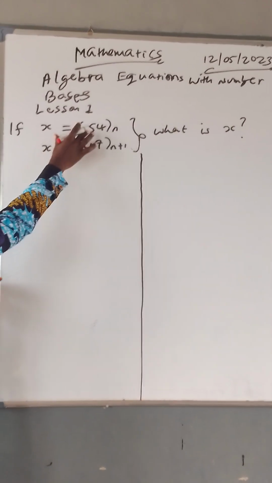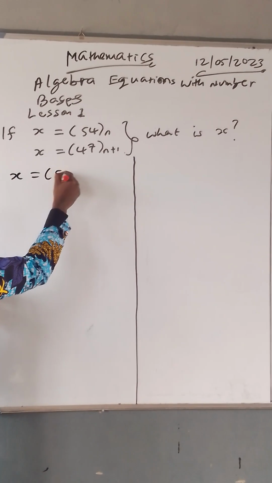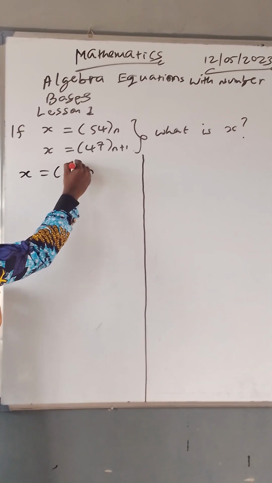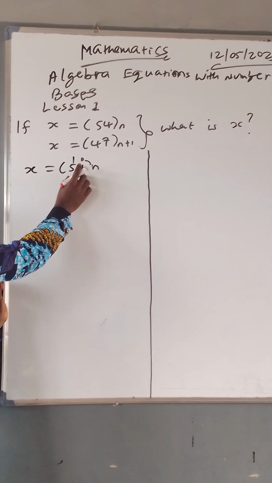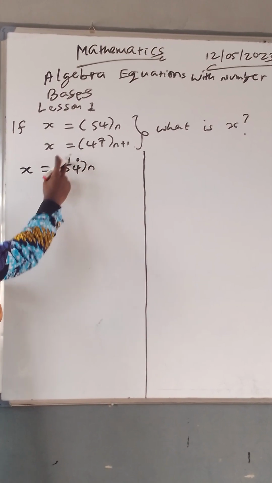Now, let's start with the first equation. x is equal to (54) base n. Let's number the digits from 0 to 1, because there are only two figures here, the tens and the unit digits. So the unit digit will have 0 and the tens digit 1.